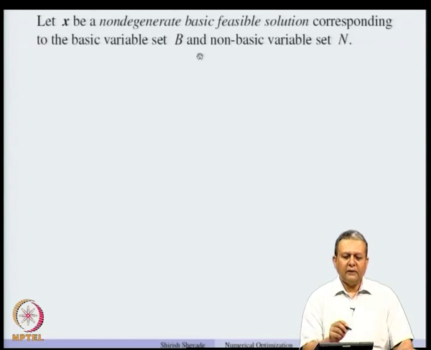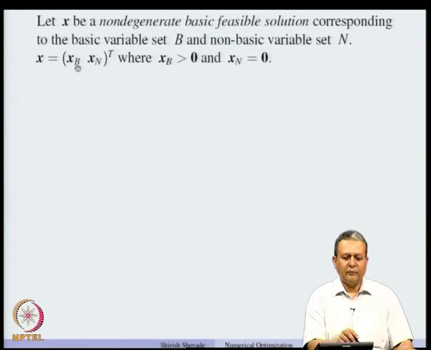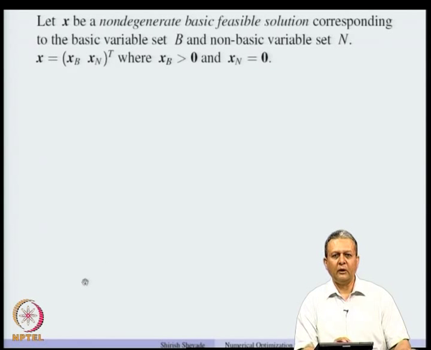Now, if x is a non-degenerate basic feasible solution, let us write x as xB and xN, the two parts of x, where xB is strictly greater than 0 and xN equal to 0.